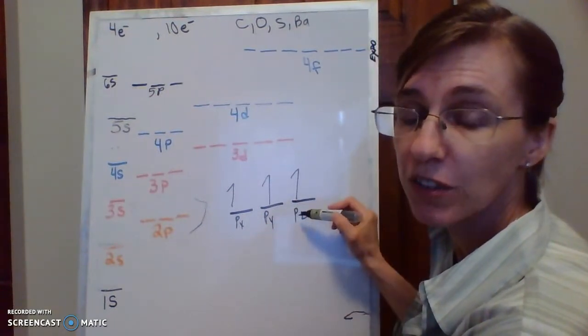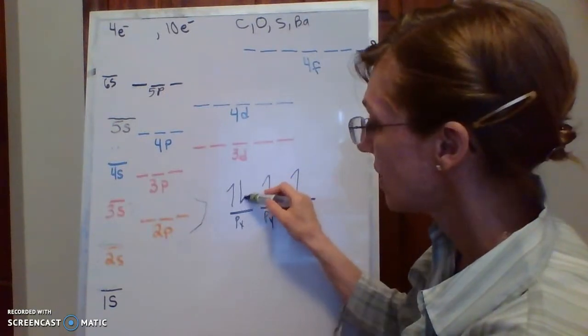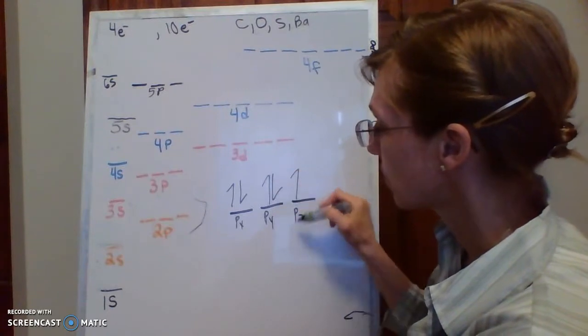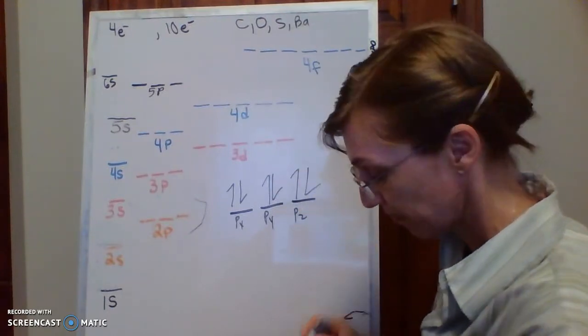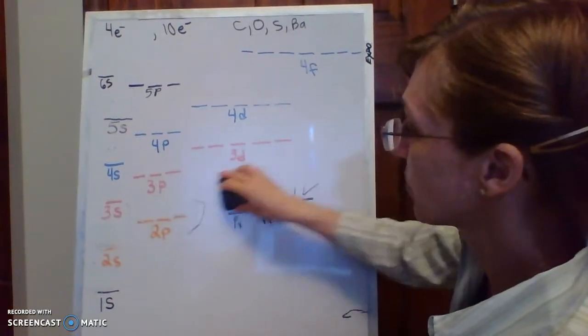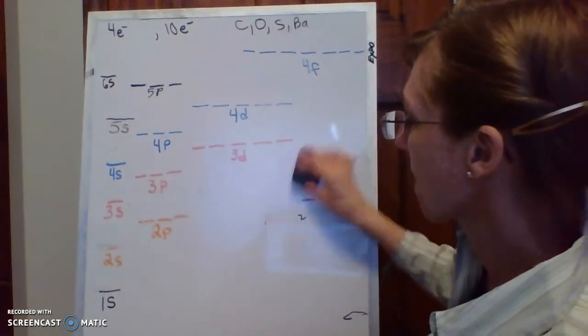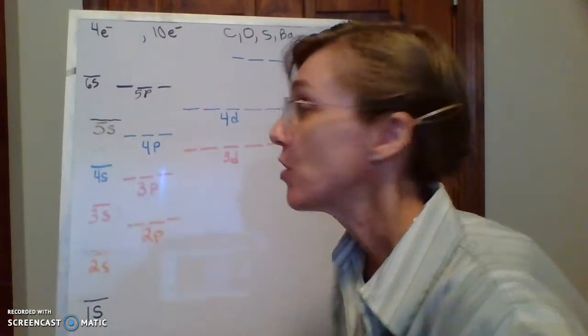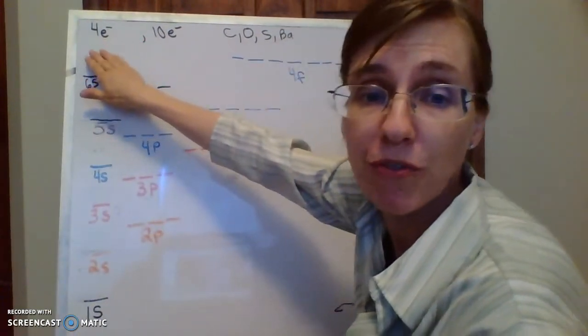After they're all filled, if you need to fill in more electrons, then you'll go back and fill in the second one for the px, the second one for the py, and the second one for the pz. And hopefully you'll see that as we move through and do some examples. So let's go ahead and do some examples. First of all, we're going to do one with 4 electrons.